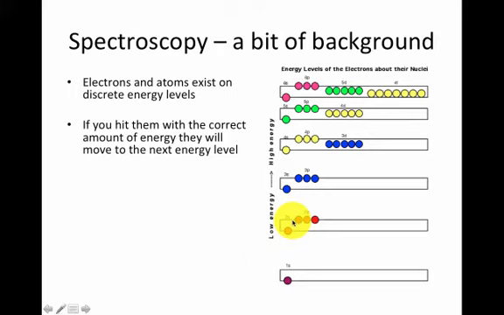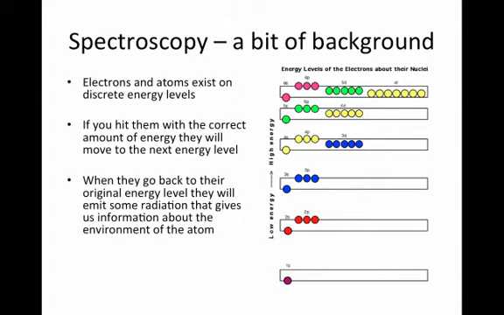Electrons are exactly the same. If you hit them with some light with the correct amount of energy, it will move them from one energy level to the next energy level. They'll stay up there for a little bit, and then once they're done up there, they'll fall back down to their original position, and they'll give out the energy that was given to them originally as radiation, electromagnetic radiation. And that radiation gives us information about the state of the atom. It tells us what's going on there, what's happening. And that's the basis for all spectroscopy.